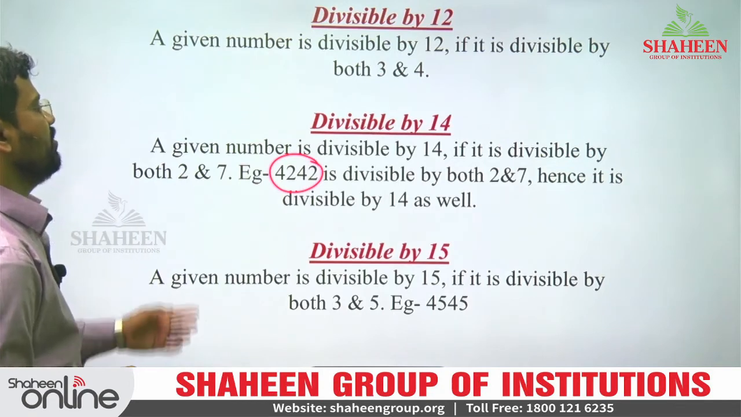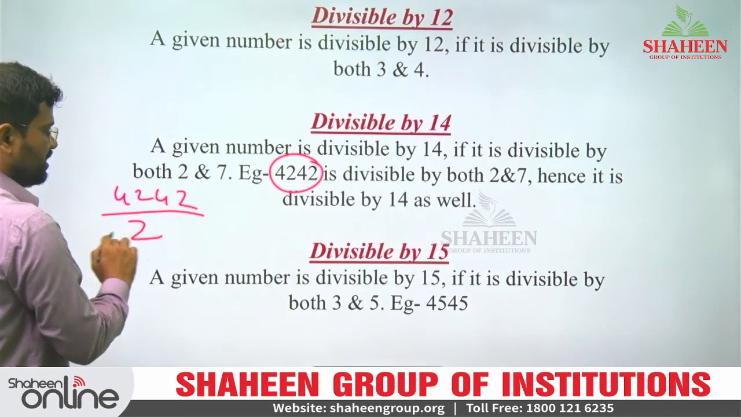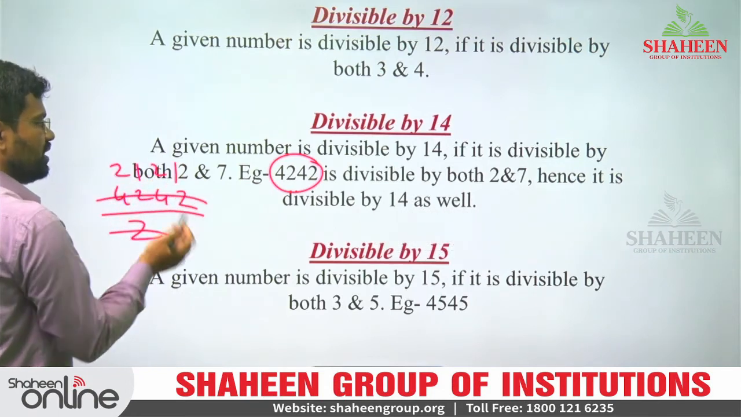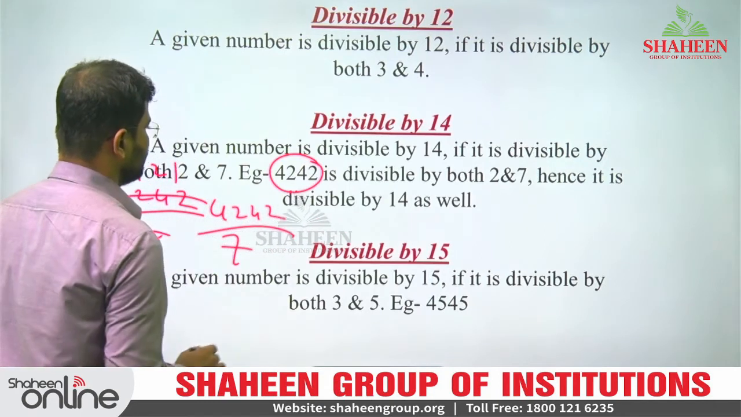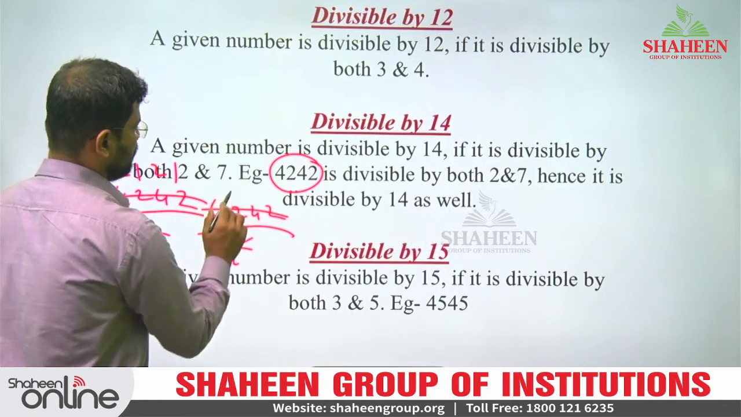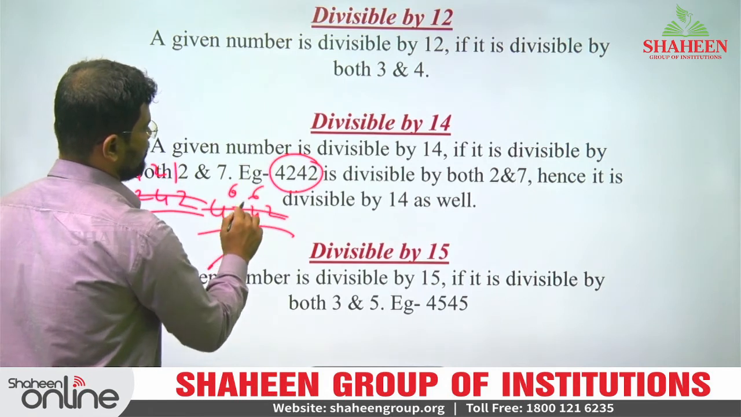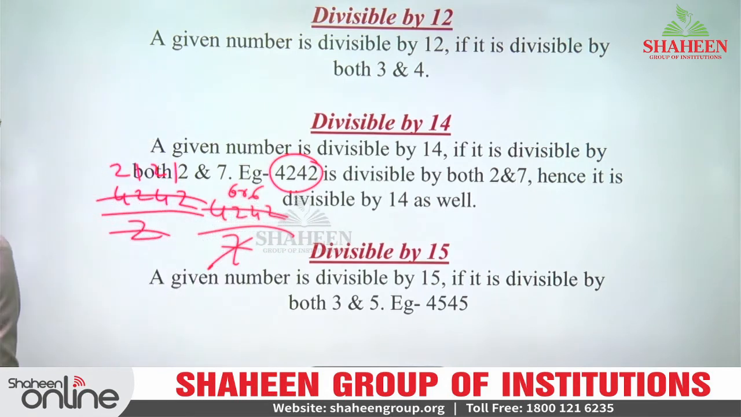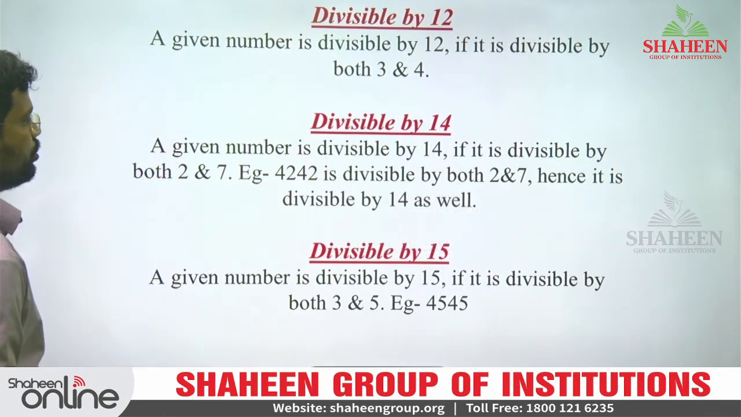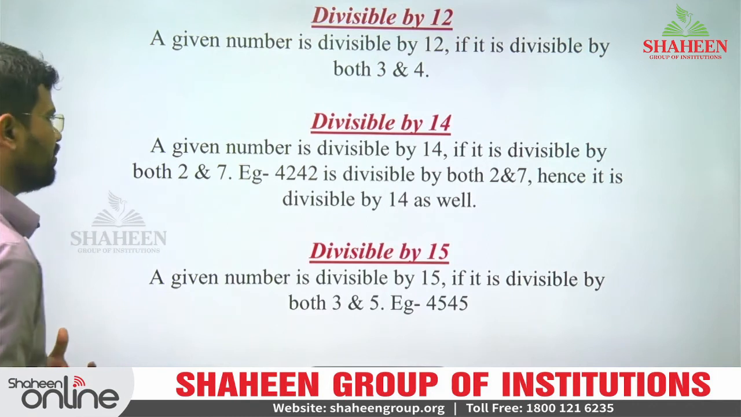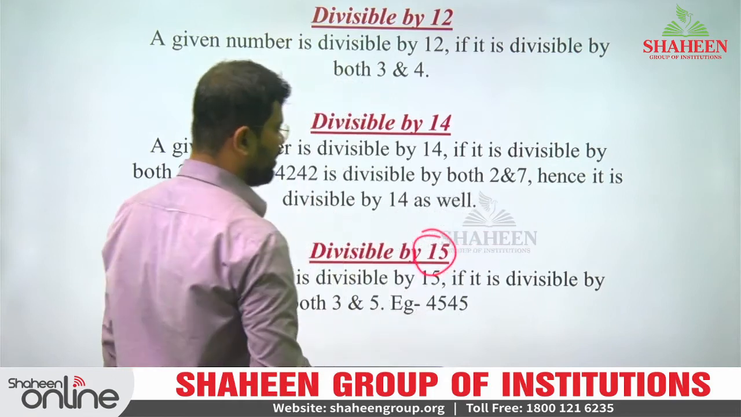Hence, if you see 4242, is it divisible by 2? Yes. Now 4242, is it divisible by 7? 7 into 5 is 35, 7 sixes are 42. Yes. So the given number is divisible by both 2 and 7. Hence the given number is divisible by 14.